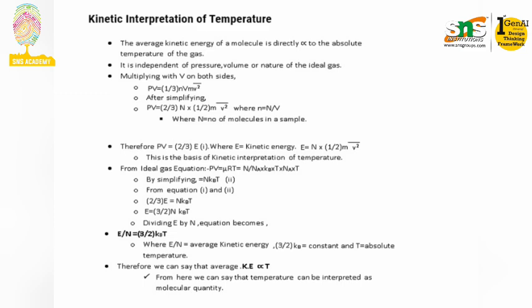From the ideal gas equation we know that PV is equal to mu RT. By simplifying, you'll get E is equal to 3 by 2 n kBT. So kB is nothing but the Boltzmann constant, and kinetic energy is directly proportional to the absolute temperature. We have to stick to the kinetic theory a little more, consistent with the ideal gas equation and gas laws. For the kinetic interpretation, E by n is equal to 3 by 2 kBT, where E is equal to 3 by 2 n kBT.